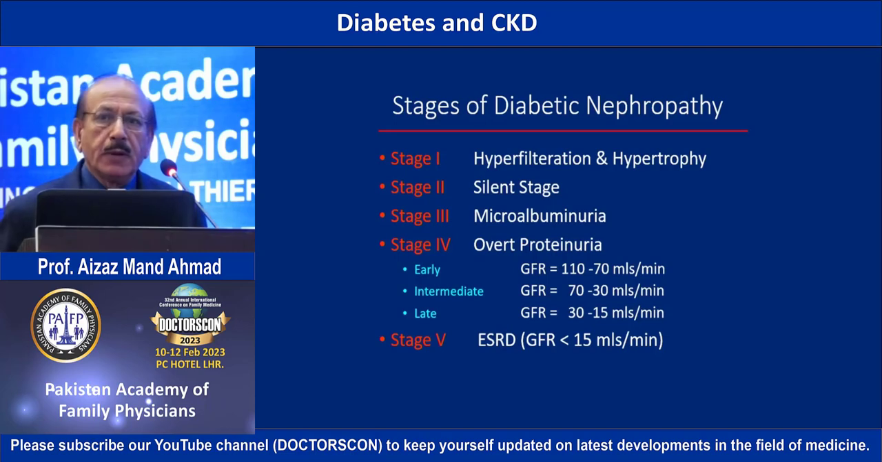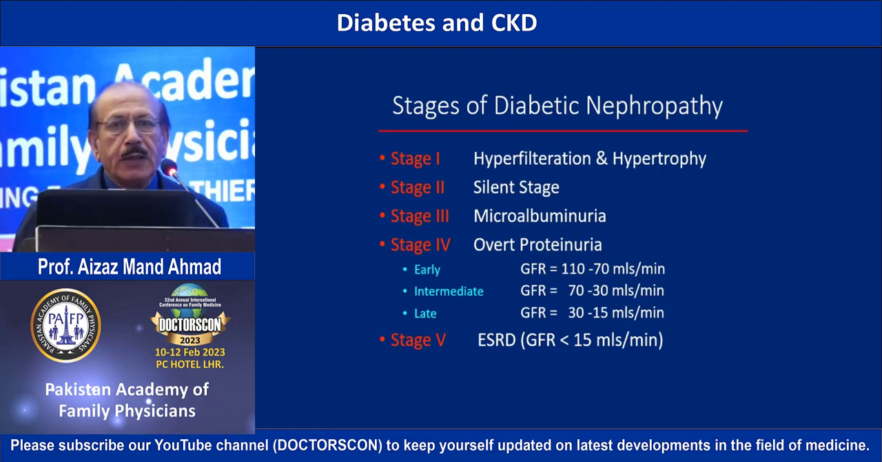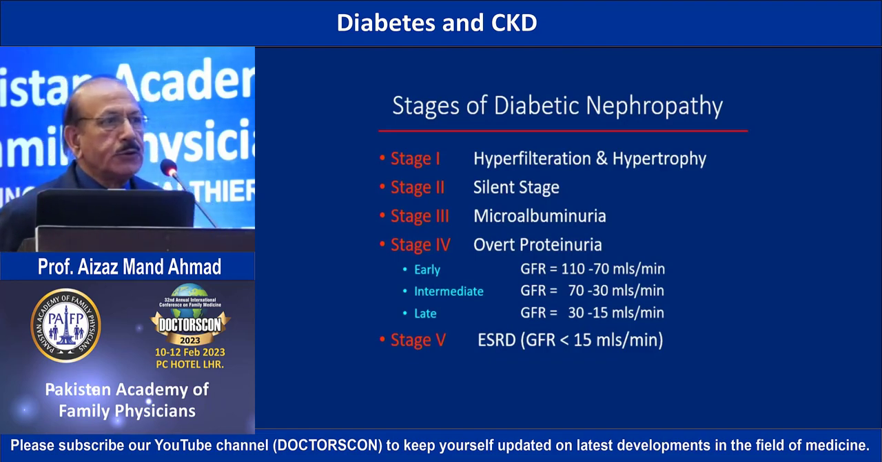microalbuminuria. Normally a person excretes about 20 milligrams of albumin, and if you include all the proteins, the tubular proteins, Tamm-Horsfall protein, etc., then the normal urinary protein is about 150 milligrams in 24 hours. When the urine albumin excretion is more than 30 to 300 milligrams, then we call it the stage of microalbuminuria.